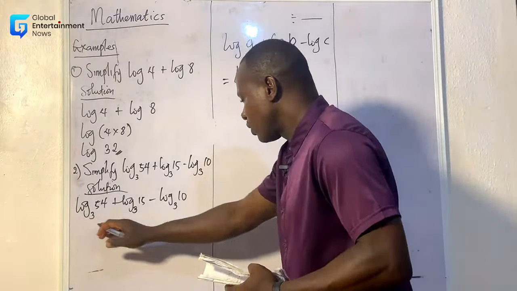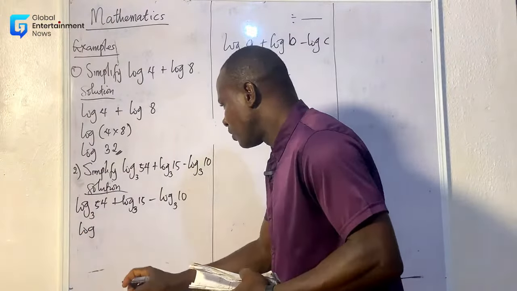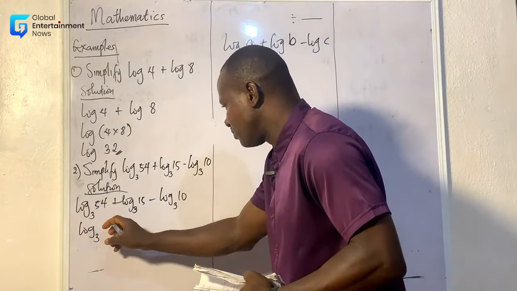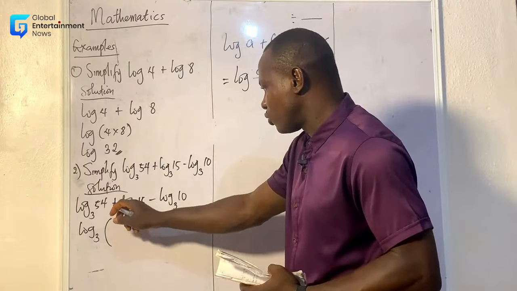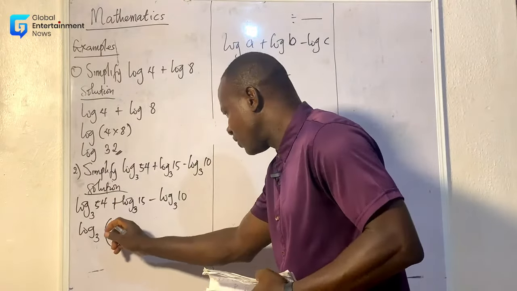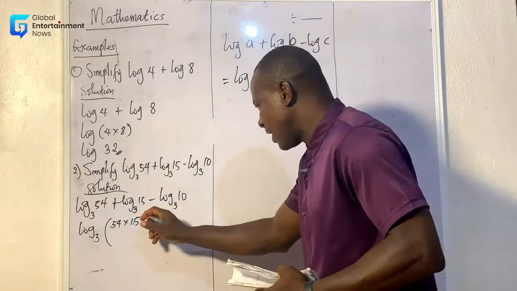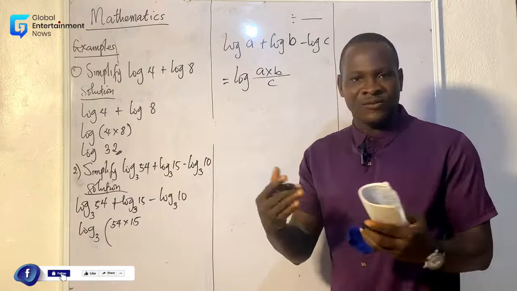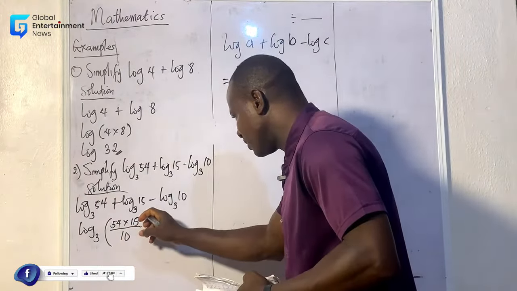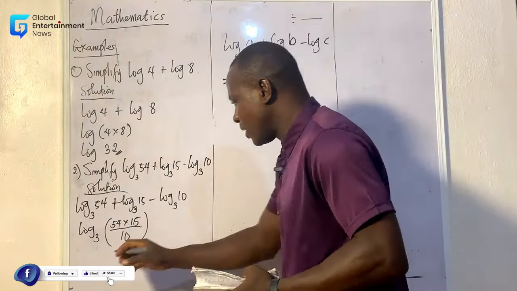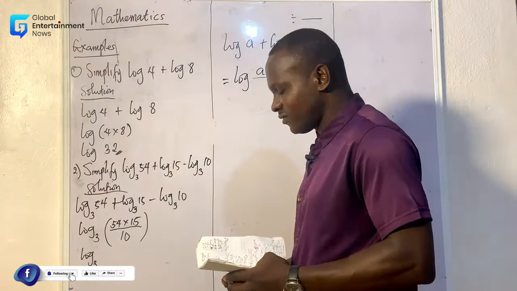So what do we need to do? All these terms are in the same log. So this is log to base 3. Then bracket, what do we have here? 54 plus 15. So we turn the plus to times, giving us 54 times 15. And we have minus. What does that minus stand for? That is all over, which is division. So that is all over 10. Then my bracket close. So I have log to base 3, 54 times 15.